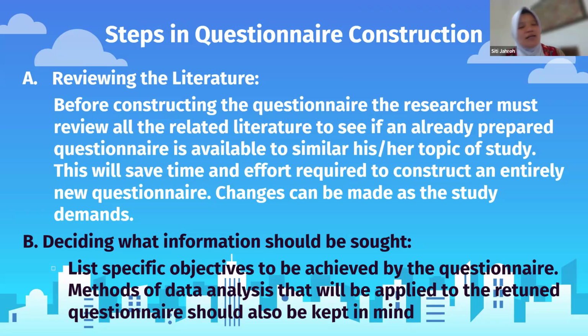And then the second one, deciding what information should be sought. What kind of information would you like to get to answer your research objectives? So you must have clear objectives. And in order to answer those objectives, what kind of data do you need? In order to get that data, you make the questionnaire. So methods of data analysis that will be applied to the returned questionnaire should also be kept in mind.